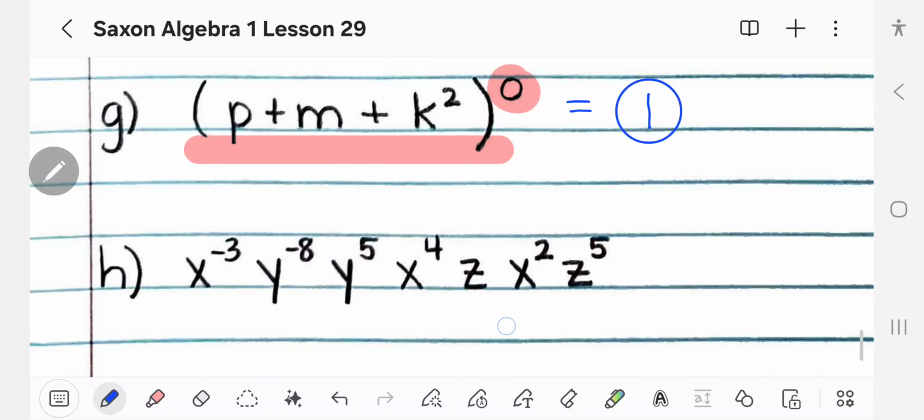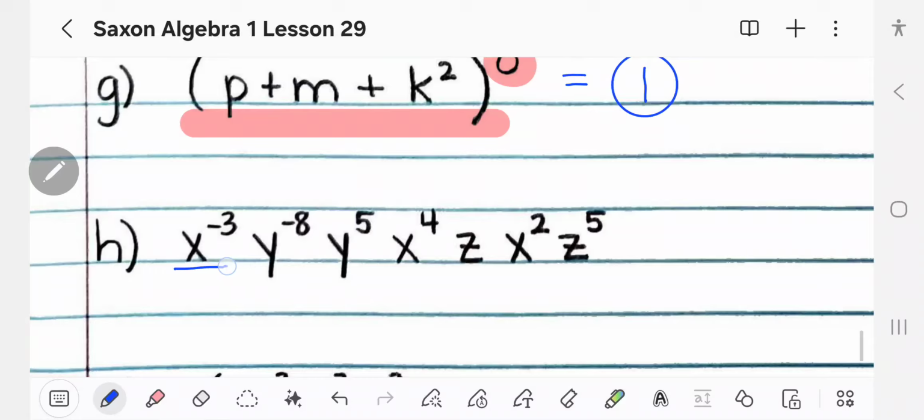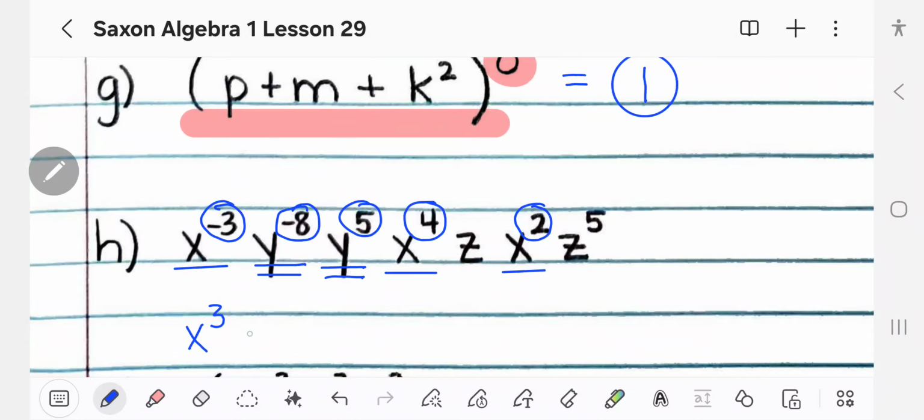All right, H. We can look at these and say, I know I need to have the x with this x with this x. So I've got a negative 3 plus a 4, which is a positive 1. That positive 1 plus the 2 is a positive 3. Okay, now I'm going to do the y's. Here's a y. Here's a y. So we're going to do negative 8 plus the 5. So that's y to the negative 3.